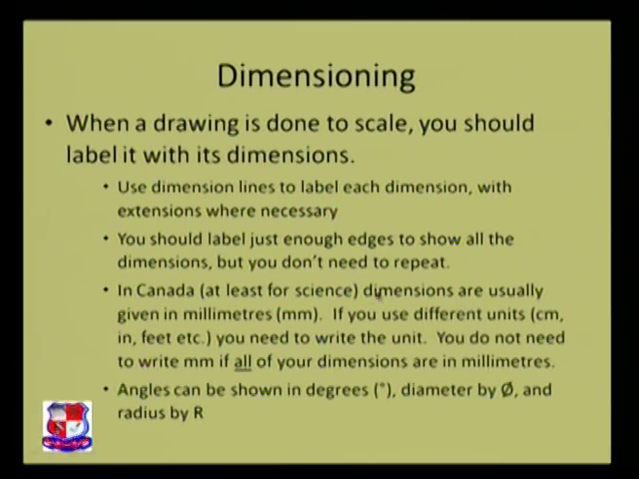In Canada, dimensions are usually given in mm. If you use a different unit, then you need to write the unit. Even if you are drawing in mm, it is necessary that you write that all dimensions are in millimeters. How can we show an angle in degrees? The angle in degrees can be denoted by a superscripted small circle on the upper side. Diameter can be shown as phi and the radius can be denoted by capital R.